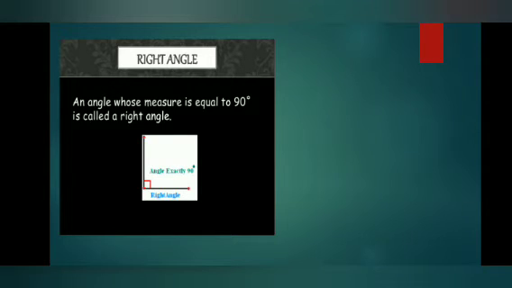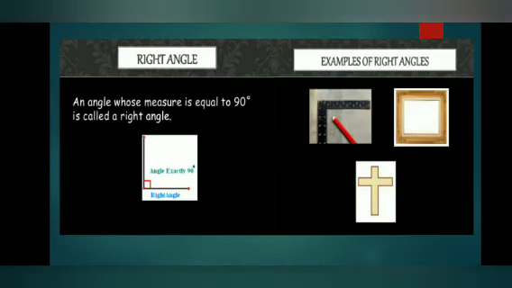Right angle. An angle whose measure is equal to 90 degrees is called a right angle. And there are a few examples given for you.